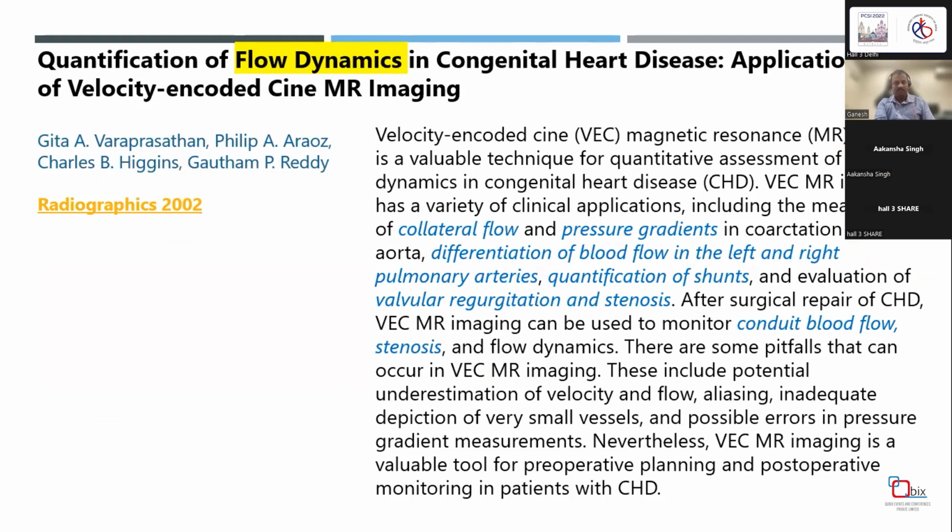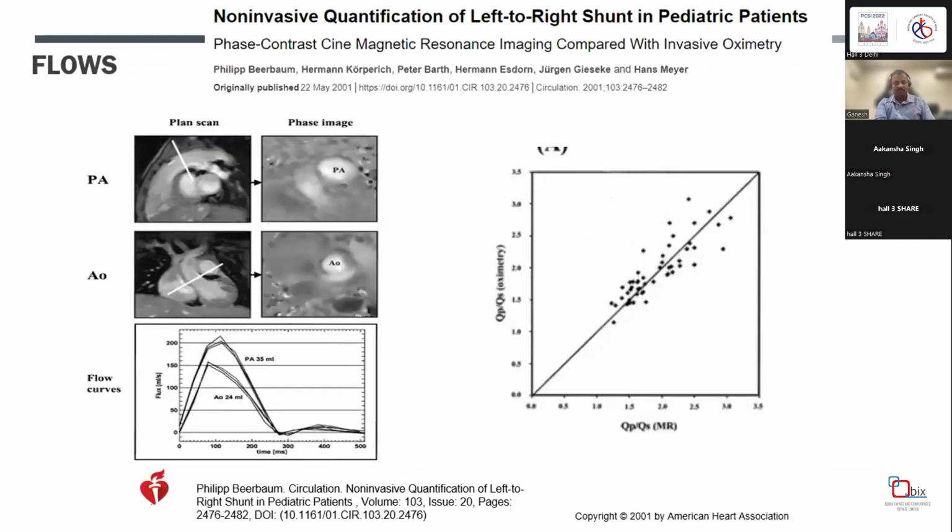Now, another interesting area of advanced imaging is flow dynamics, right? The aspect we are interested in from cath is mainly flows, your QP:QS, your cardiac output. Many papers are saying that this can be done with MRI, the phase contrast, sometimes also called velocity-encoded CMR imaging. So the nuclei traveling in the magnetic field develop a phase shift, and from that, these velocities and pressures are calculated. So this paper shows the non-invasive quantification of left to right shunts in pediatric patients.